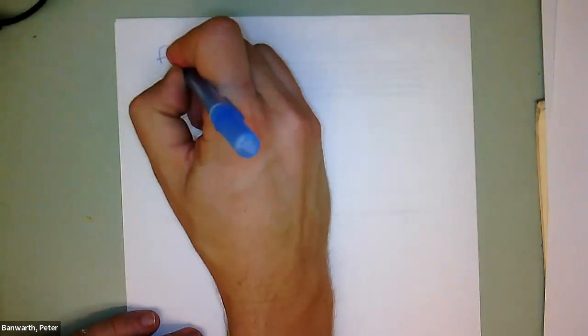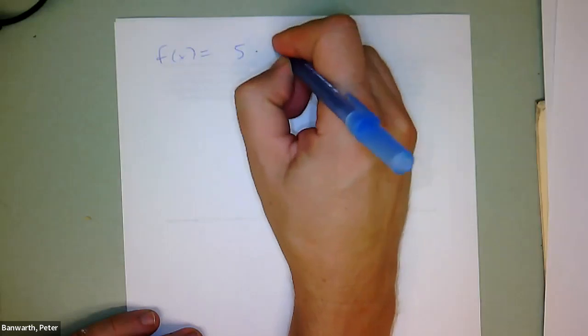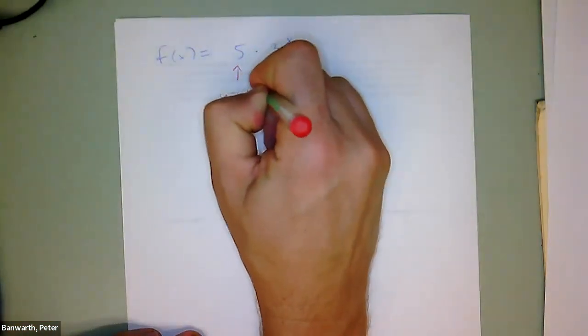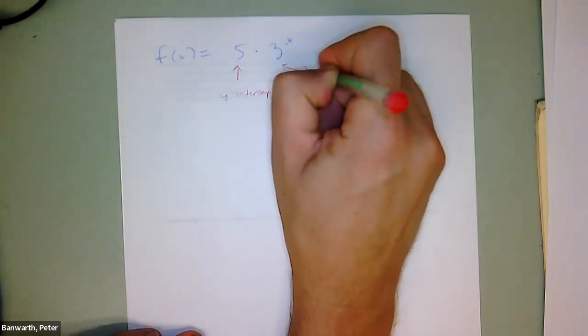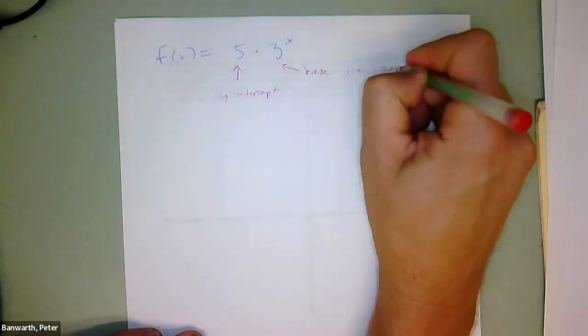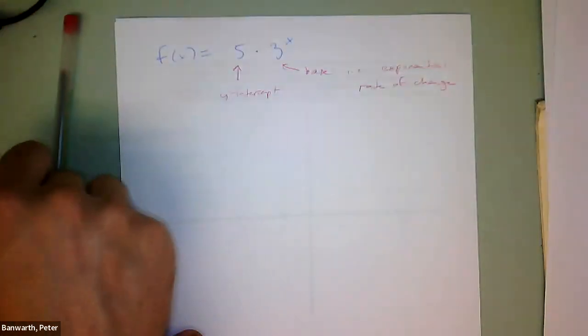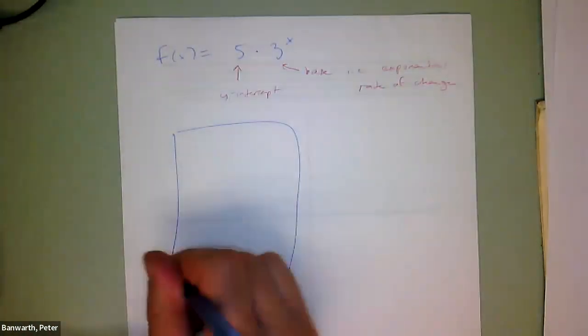Let's jump into logs and exponentials. We'll start with an exponential. F of x equals 5 times 3 to the x. I just want to identify the different pieces of it. This is the y-intercept. This is the base, i.e. the exponential rate of change.